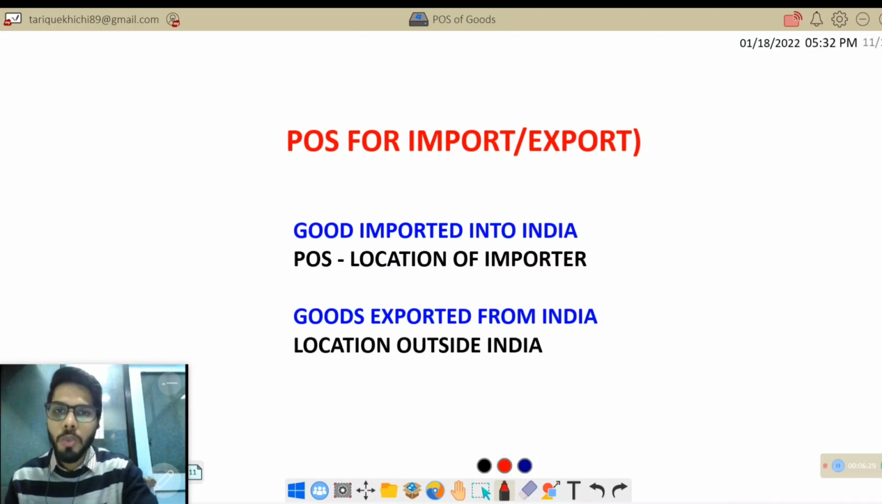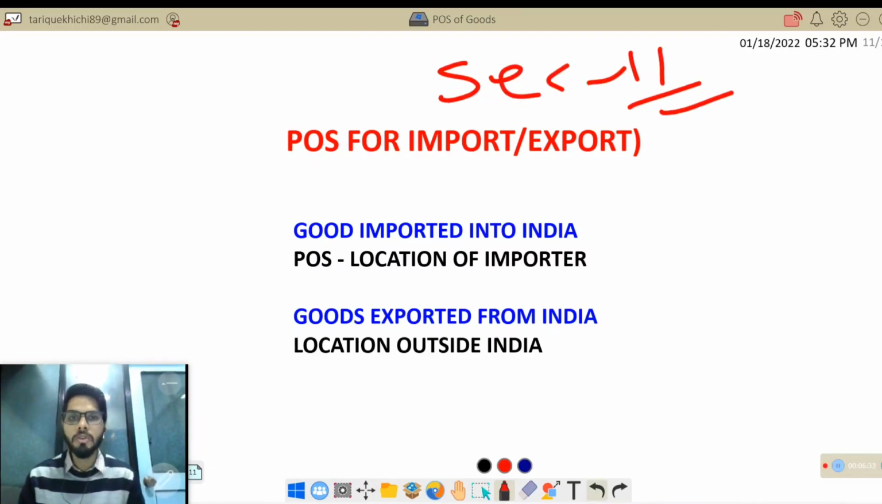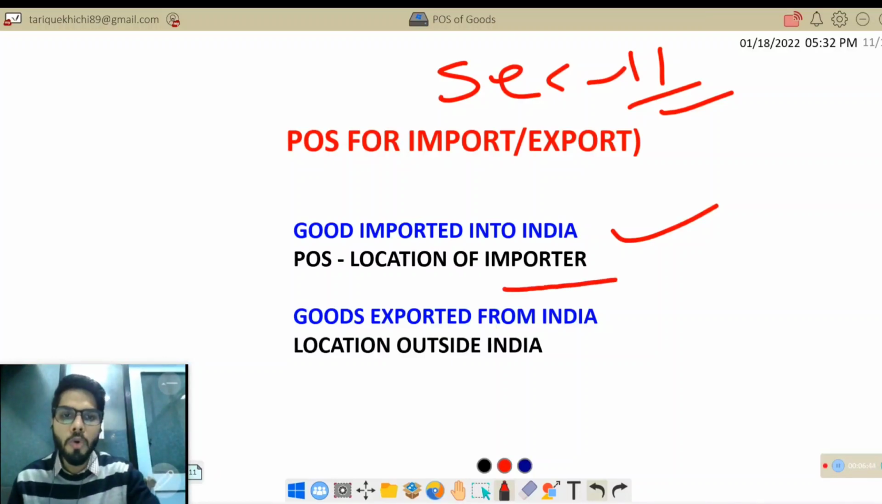Section 10 is done. Now section 11 talks about place of supply for import and export of goods. So it's very simple. If there is an import of goods into India, the place of supply will be the location of the importer. जिसने उस goods को import किया है उसका location. And when the goods are exported from India, the place of supply will be the location outside India.